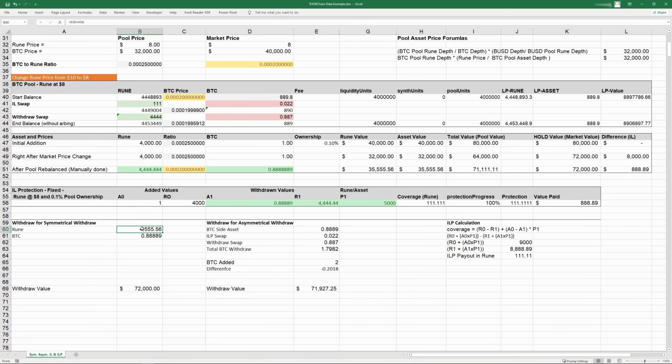So then when you times that by 8 and you times that by 40,000, you add it all together, you get approximately $72,000 for your withdrawal amount.